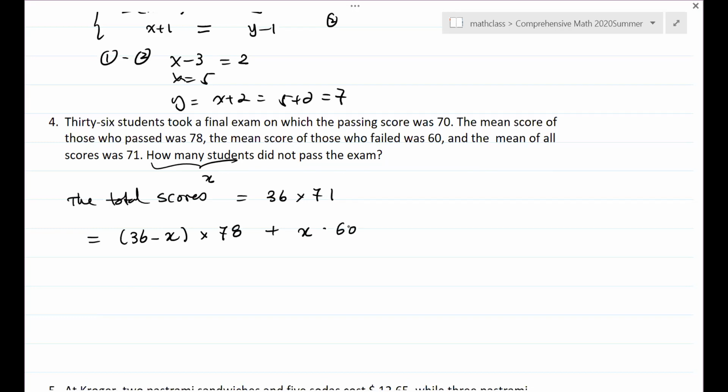So now you get an equation, right? Once you write down this equation, you're able to solve it. Solving this equation is trivial. The difficult part is setting up the equation. An equation means that both sides should be equal. So we calculate the total score in two different ways.